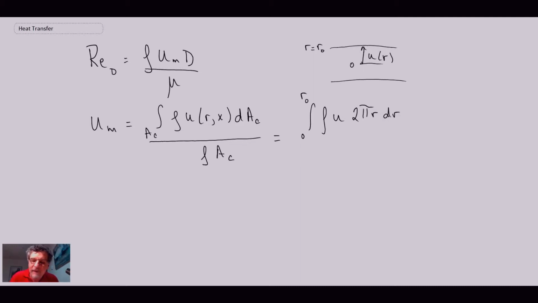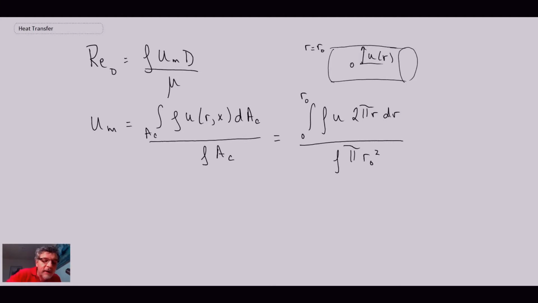And then we have our dA term. So the circumference of a circle times dr, and we're integrating from 0 to R naught. And then in the denominator, we have our density and the cross-sectional area of this. Remember, we're dealing with a pipe, so it is just going to be pi r outer squared.